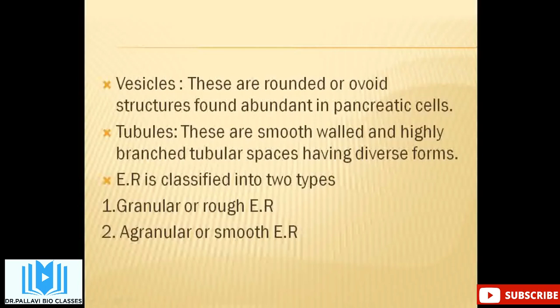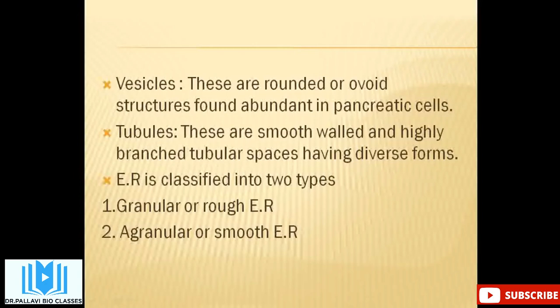The next component is vesicles. These are rounded or ovoid structures found abundantly in pancreatic cells. So these are rounded or ovoid structures found in the endoplasmic reticulum. And the last one is the tubule. These tubules are smooth walled and highly branched tubular spaces having diverse forms. You can see different forms in different cells, but basically they are smooth walled and highly branched tubular spaces.